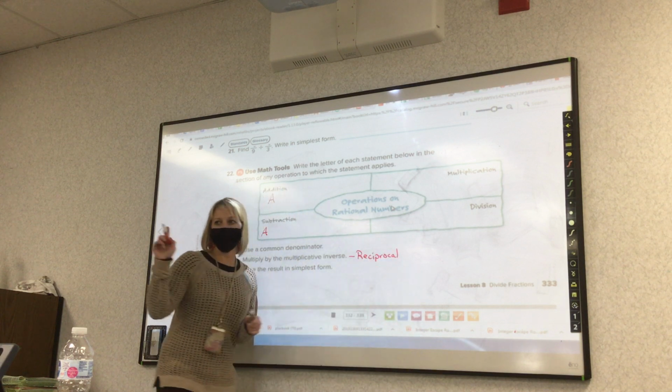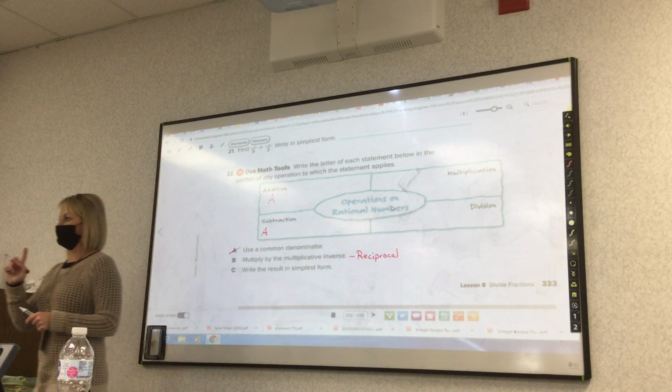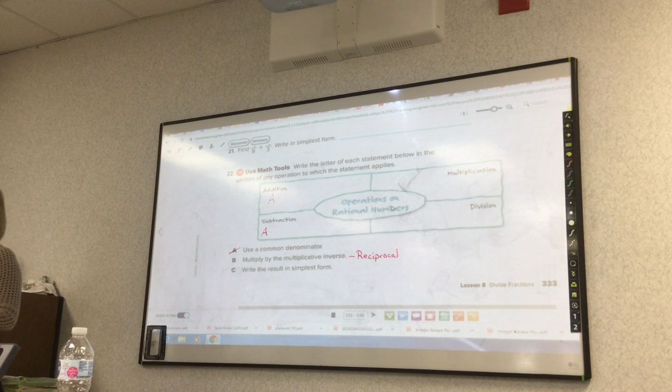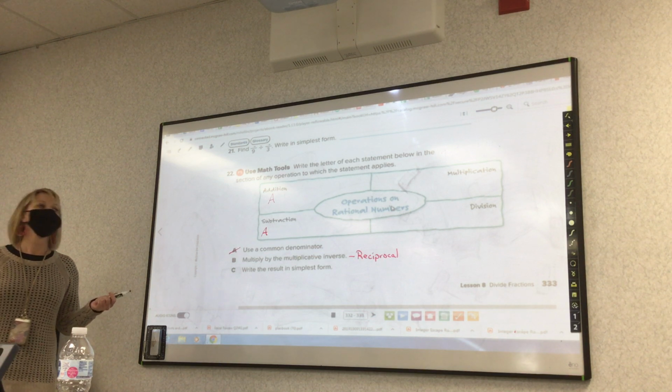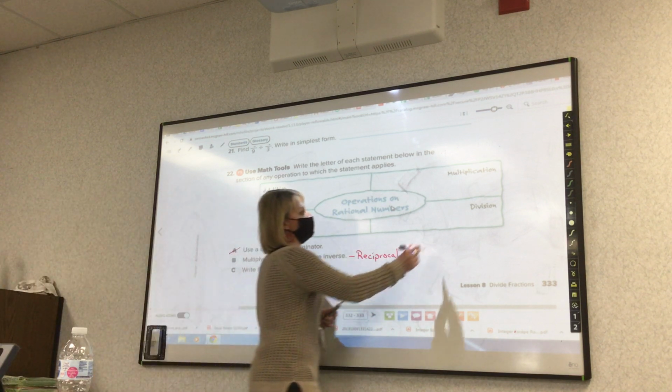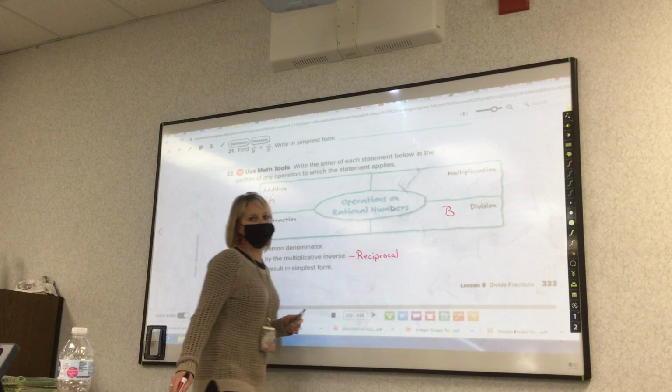So there's only one operation in fractions where you actually use a reciprocal. What operation is it? Is it adding, subtracting, multiplying, or dividing? Dividing. So the letter B will go with division.